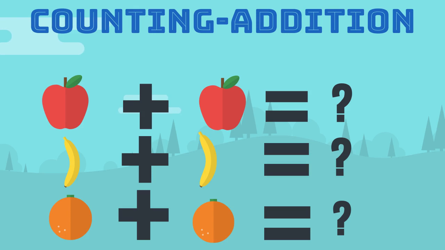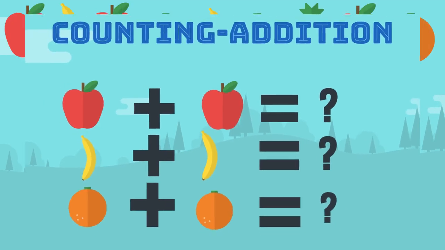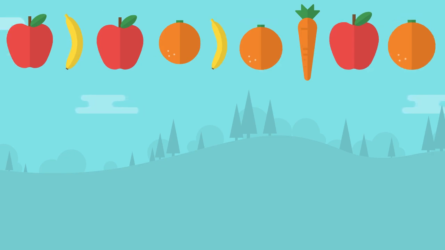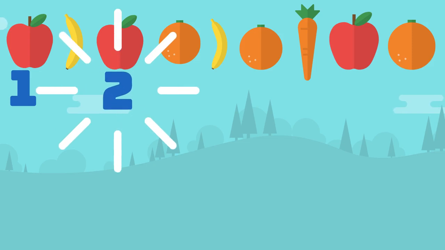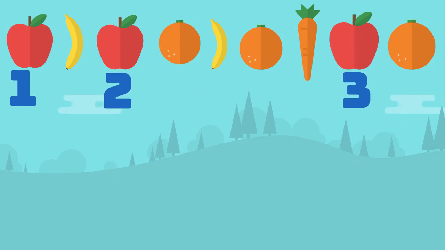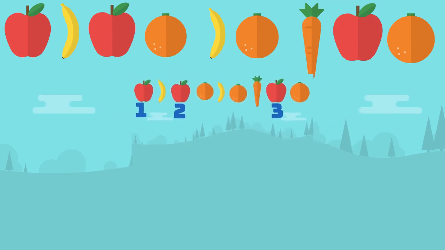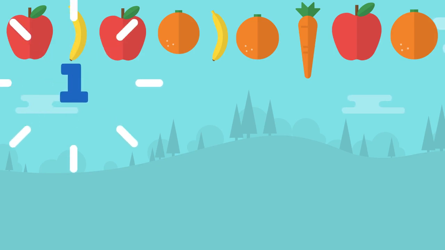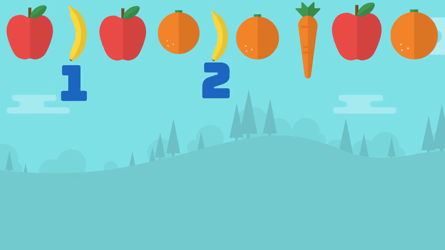Today, we are learning counting and addition. How many apples can you see? 1, 2, 3. I can see 3 apples. How many bananas can you see? 1, 2. I can see 2 bananas.